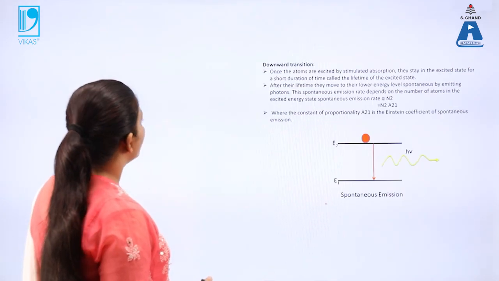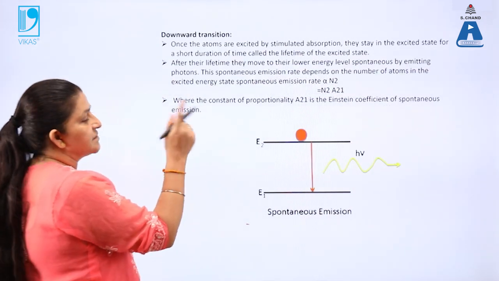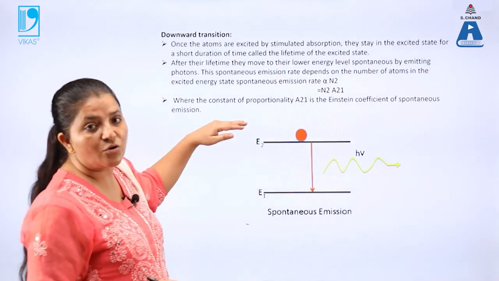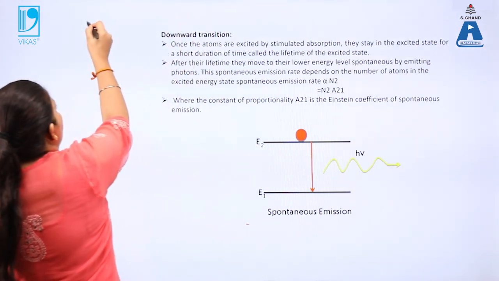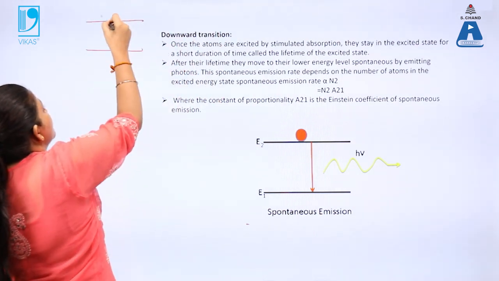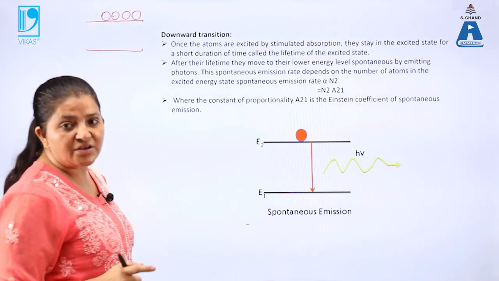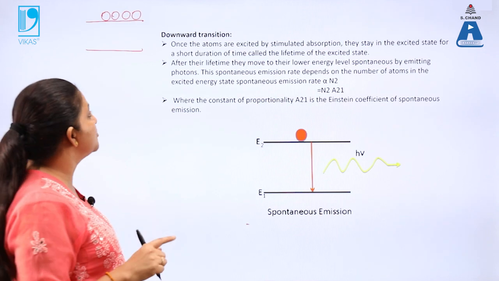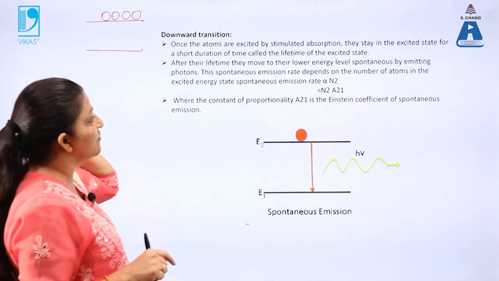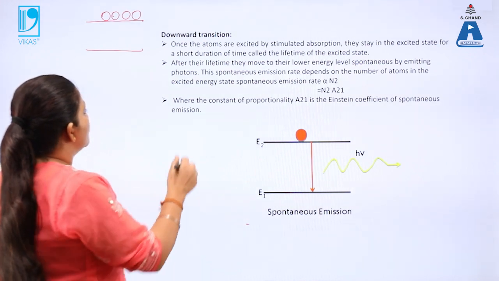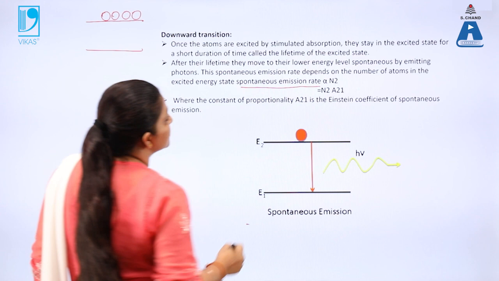Now second one, downward transitions. First there is the movement of atoms from the lower state to the excited state. Now the atoms reach the excited state. Now there occur two types of transitions. One is spontaneous emission and the second one is stimulated emission. So first is the spontaneous transition.